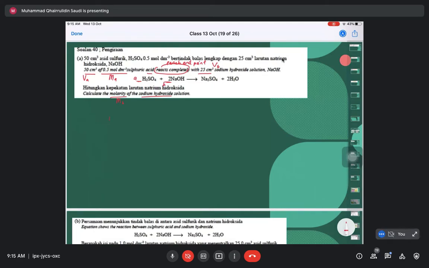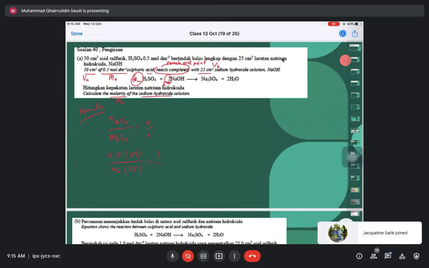So we put it into MAVA over MBVB equal to A over B. This is our formula for neutralization. Okay, and we put in the value 0.5 times 50 divided by the one that we want to find, and 25 is equal to 1. Okay, because there are no number in front, so A is 1. B is the number in front of acid, alkali, so there are 2 there, so our B is 2.